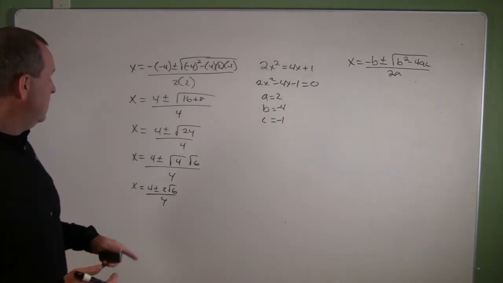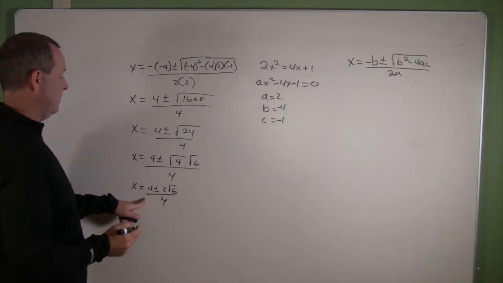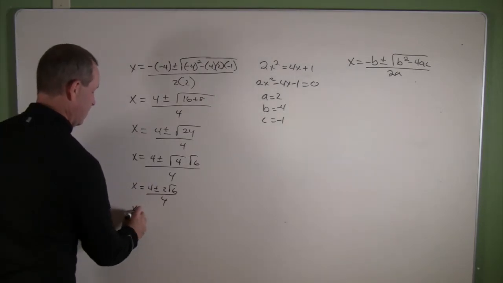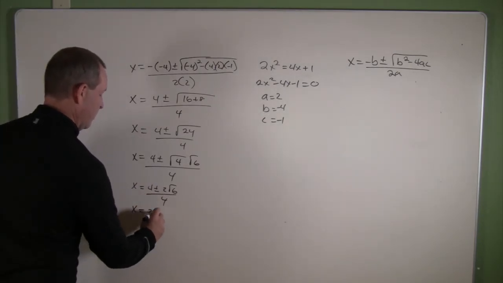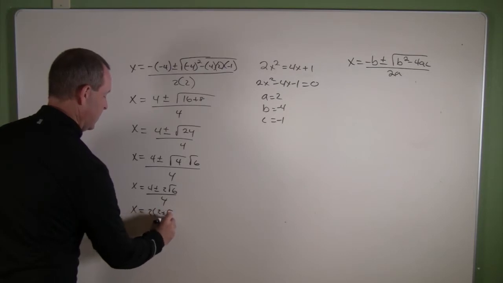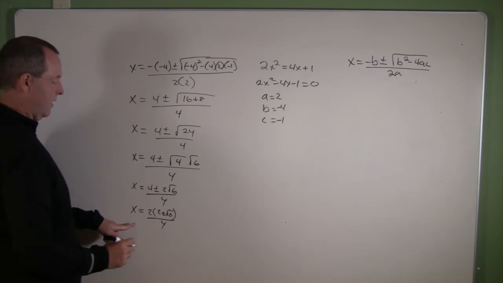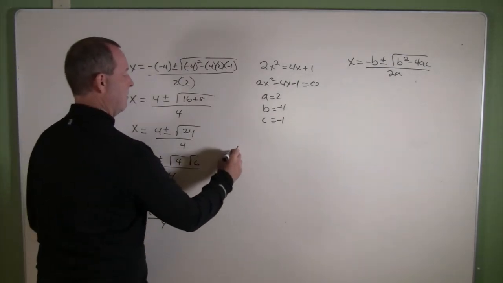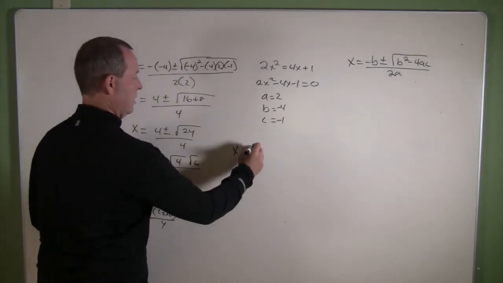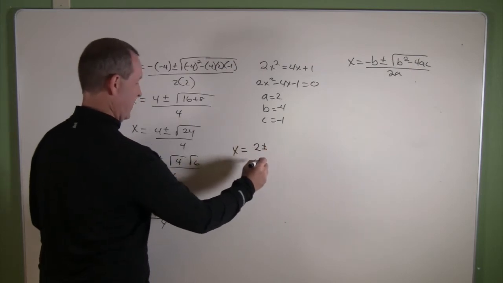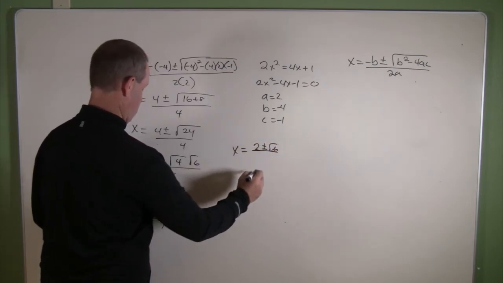I can still reduce a little bit more. I can factor out a 2. So I have x equals 2 times 2 plus or minus root 6 all over a 4. The 2 and the 4 cancel each other, or reduce each other. So I'm left with x equals 2 plus or minus root 6 all over 2.